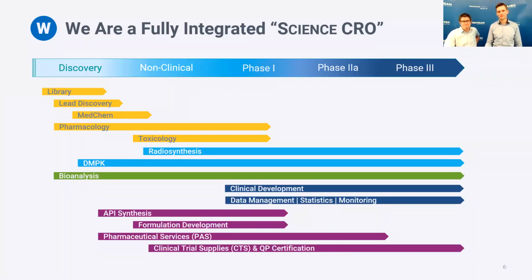Here at the Innovation Campus in Berlin, we are primarily focused on the discovery and non-clinical stage. And Carlo will talk about that in a bit more detail later. In addition to the Innovation Campus, our other capabilities are nicely complementary to that, focusing more on the non-clinical and clinical aspects. So we can offer services around DMPK and bioanalysis, as well as the complete package of clinical development and data management. And finally, services around API synthesis, formulation development, pharmaceutical services, and clinical trial supplies. So that's really unique, I think, that we can offer the complete value chain and be active in all these phases together with you as a customer.